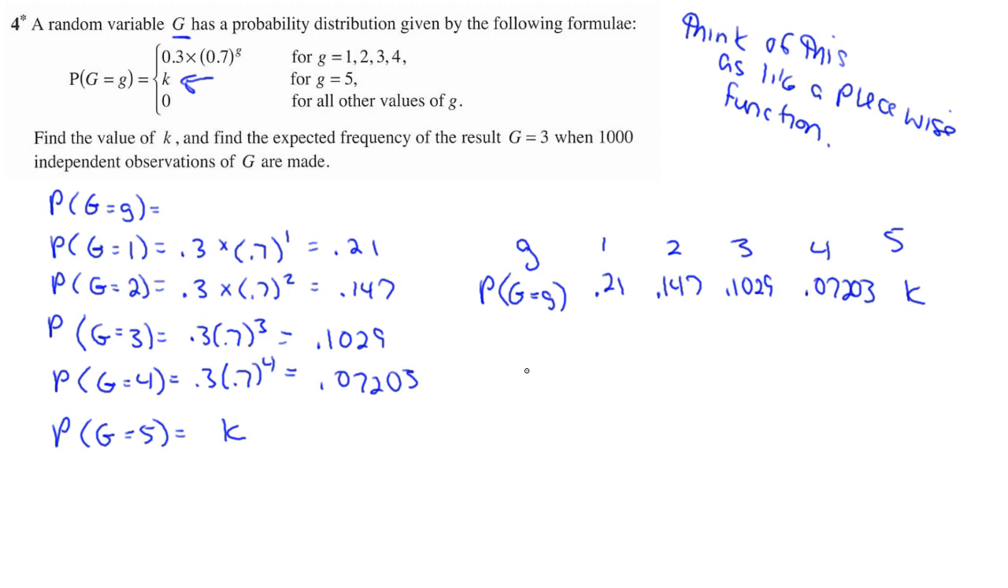All right, super. So here we go. All we've got to do is add all this stuff up together, plus k equals 1, and then get k by itself. And I'm going to find out that k is going to equal 0.46807, or 0.468 to three significant figures.